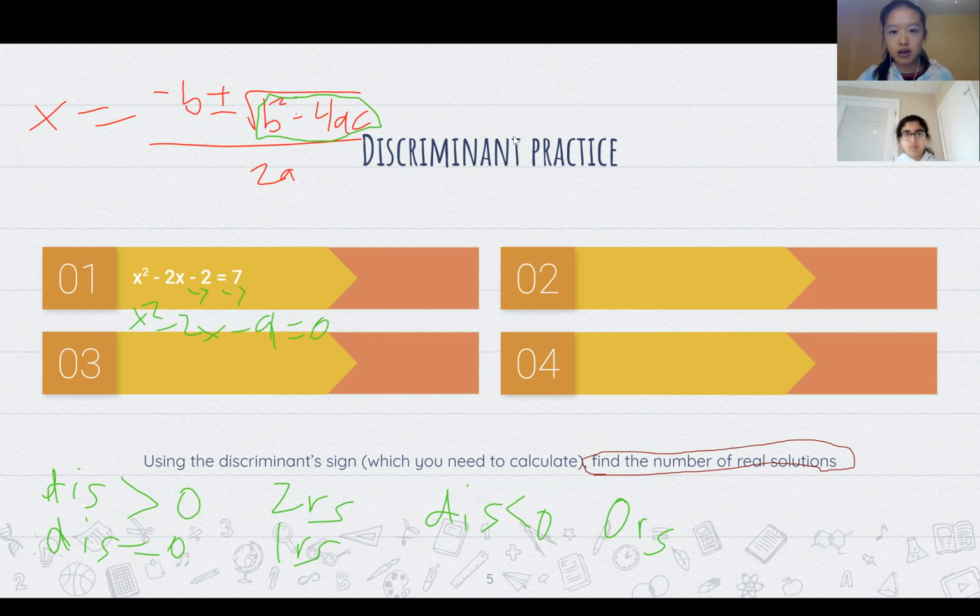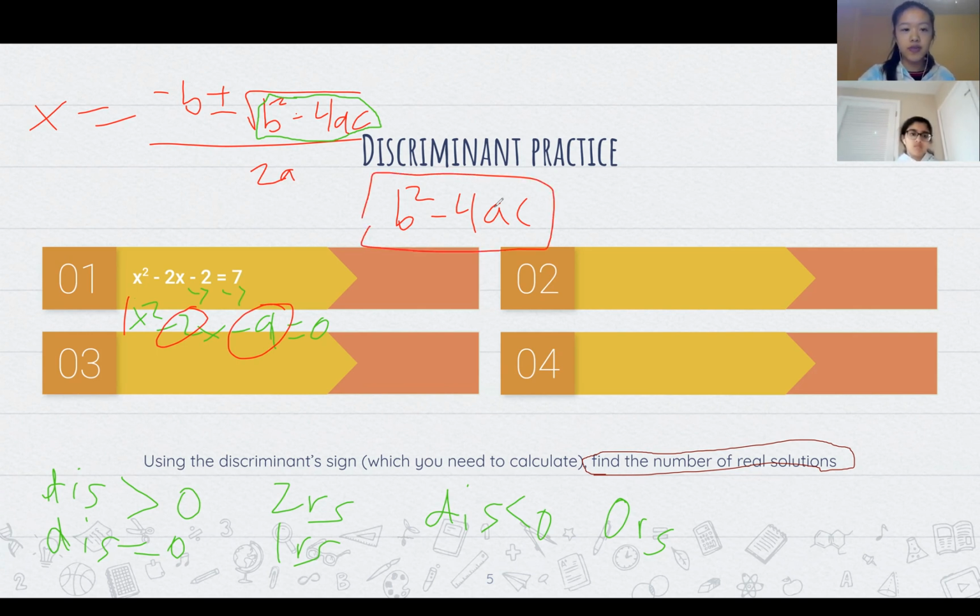Then we need to plug in the values of a, b, and c into the discriminant, which is b squared minus 4ac, in order to figure out if it's positive, negative, or equal to 0. So plug in the values of a, which is 1, b, which is -2, and c, which is -9. Plug those into this and tell me what you get.